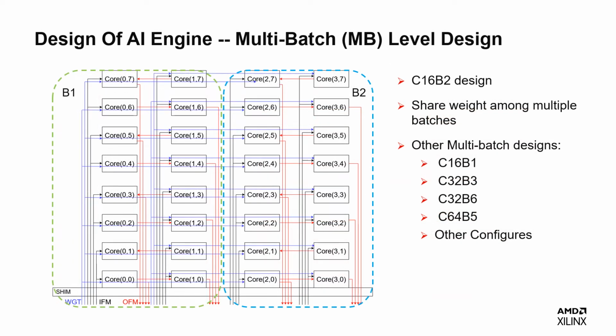For the batch level design, each graph could be implemented with multiple batches according to the chip resources and performance requirement. Multiple input images can be processed synchronously. The weight data could be shared among multiple batches, so that only one batch of weight data is buffered. The figure shows the design of C16 batch 2 graph. Compared with the batch 1 graph, the number of input weight streams is not increased, while each weight stream broadcasts to more cores.